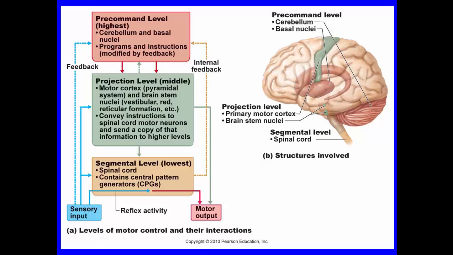Now, let's get back to programs and instructional level. This is modified by feedback from the sensory input. What's the sensory input? Proprioceptors, sense of balance, etc. And these are going to provide information whether I can do this or not and help fine-tune and coordinate the output.